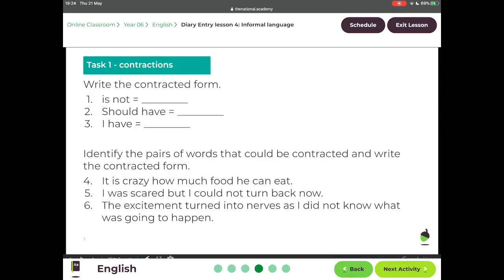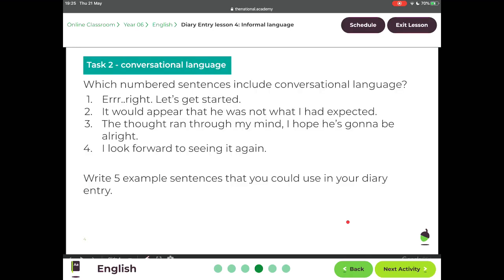So, task 1, contractions. Write the contracted form. Is not would be isn't. Should have would become should've. I have would become I've. Identify the pairs of words that could be contracted and write the contracted form. So, it's crazy how much food he can eat, would become it's. Could not would become couldn't, but I couldn't turn back. The excitement turned into nerves as I didn't know what was going to happen.